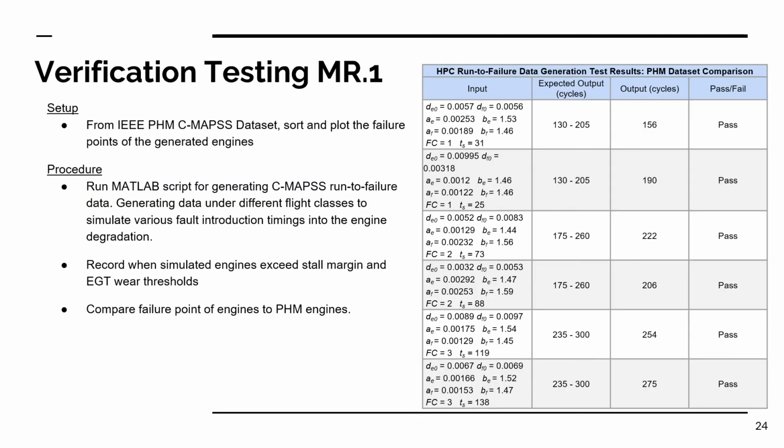So for the first mission requirement, we need to make sure it falls within the boundaries of pre-existing data generated for CMAPS, which is our digital twin we're using. So we'll run the MATLAB script for this particular digital twin, and then we'll make sure that our data falls in line with the thresholds and with the values generated from the pre-existing data identified in existing literature.